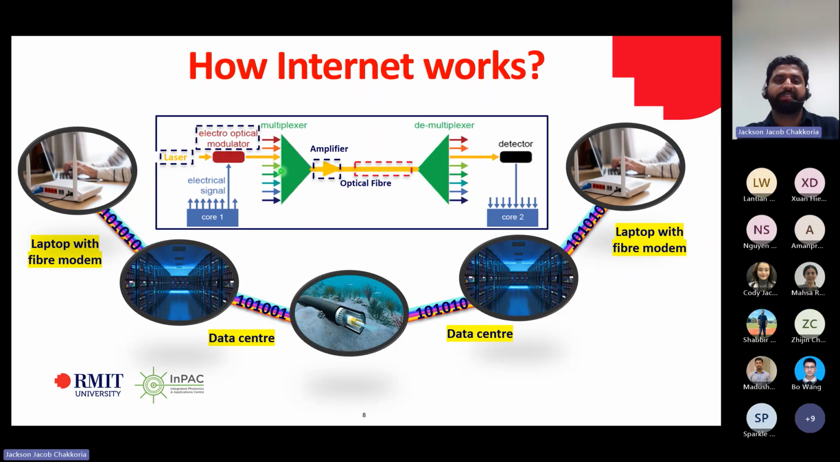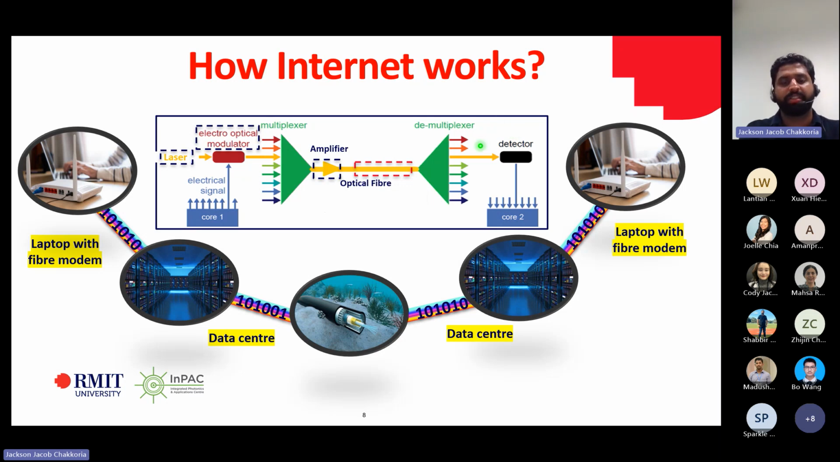and zeros. And this is sent to a multiplexer where many such pieces of information enter and are combined, and sent through an optical fiber. This optical fiber carries it to the place where the information has to be delivered. There will be a demultiplexer where the signals are segregated again and sent to a detector. And from the detector, the ones and zeros, or the packets, are sent back to the laptop that you're viewing this on. So this is how the entire system works.